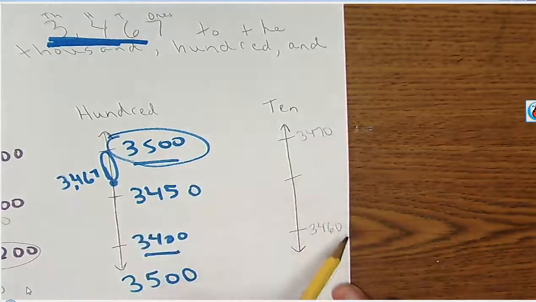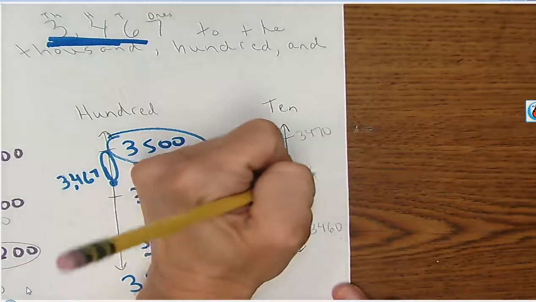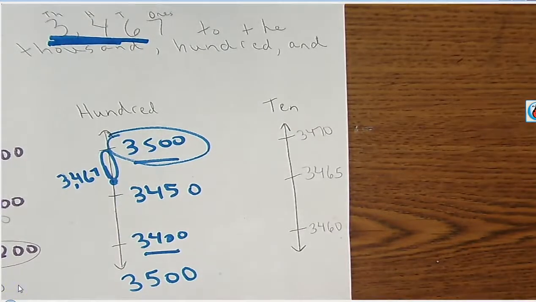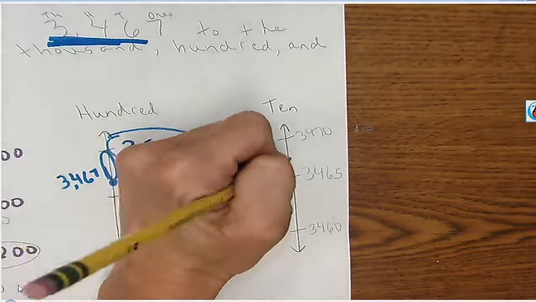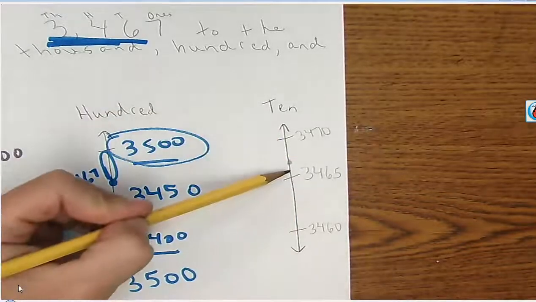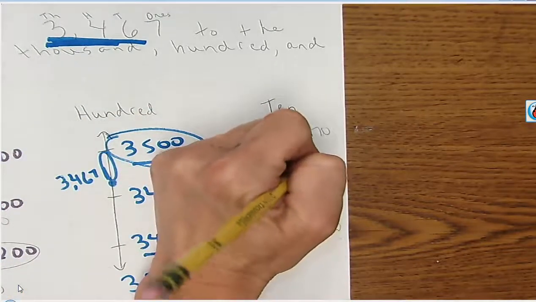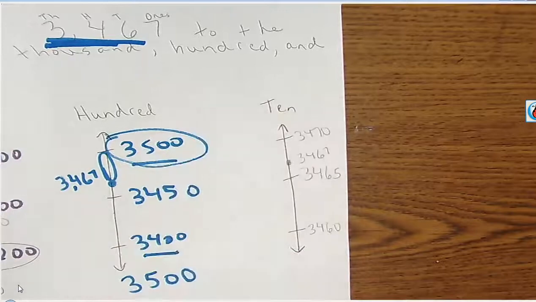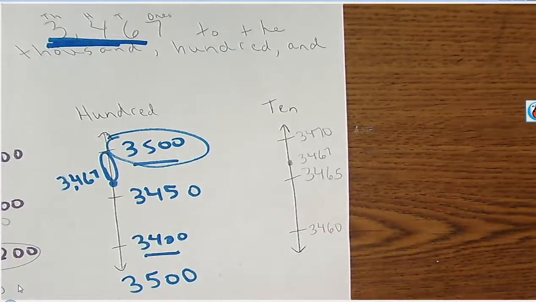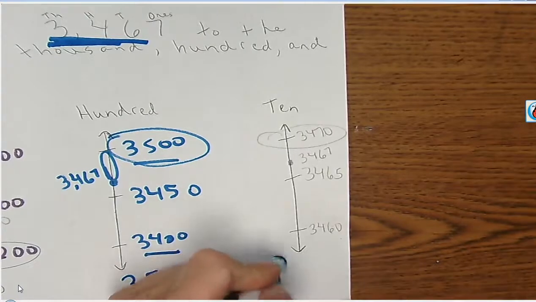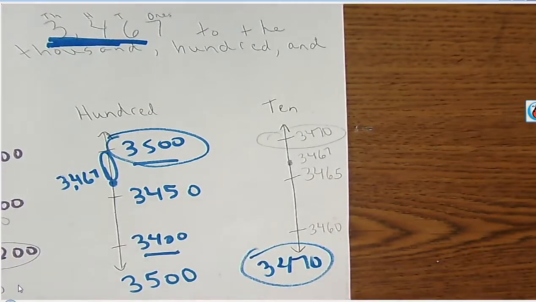So these are 10 apart if you're rounding to the nearest 10. What goes in the middle? 3,465. All right, so where would our number go? Well, it would go about here. That'd be 66, 67, 68, 69, 70. 3,467 would go right about there, which is closer to 3,470. So that would round to 3,470 if we're rounding to the nearest 10.